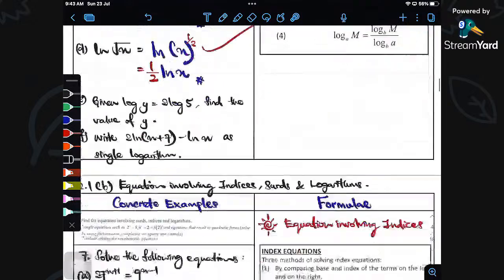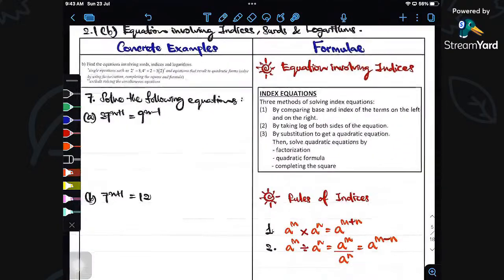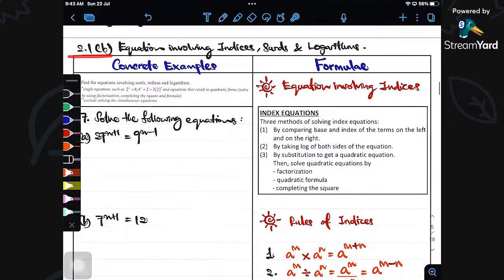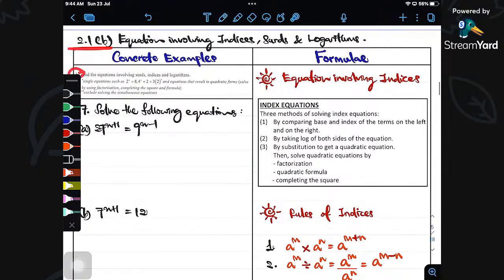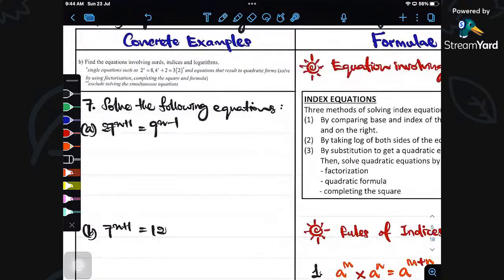So now I would like to move forward to 2.1b. This is the B, the second goal for the equations involving indices, surd and logarithm. Again, kita akan masuk balik dalam masa 20 minit balance ini, kita akan belajar tentang how do we solve equations yang melibatkan index number, surd dan logarithm. So kita akan ada lagi 3 page untuk saya ajar kepada you all. Hopefully enough time, 20 minutes.